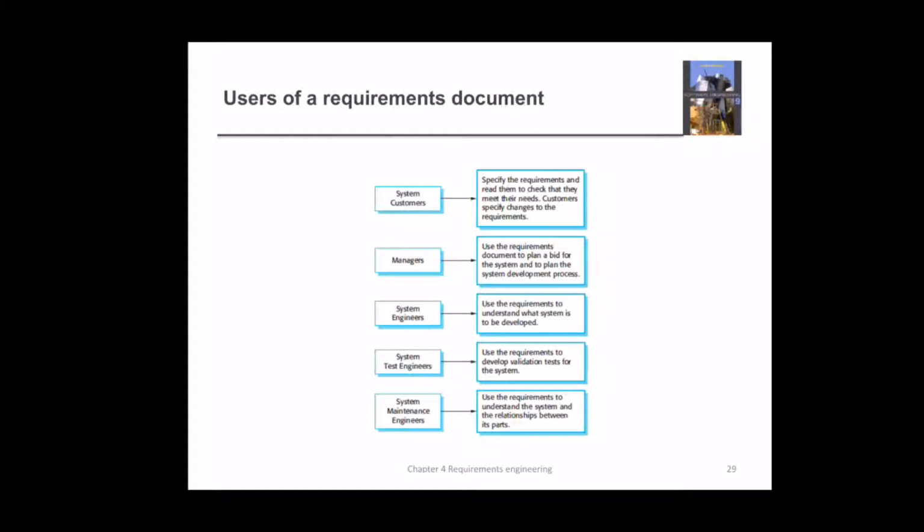Then system engineers use this requirements document to understand what system is to be developed, right? They are the engineers who are developing the things, so they'll be looking at this document and coming up with a solution, how it has to be developed and all. Then system test engineers use these requirements to develop validation tests for the system. Then we have system maintenance engineers. They use these requirements to understand the system and the relationships between the various parts of the system.